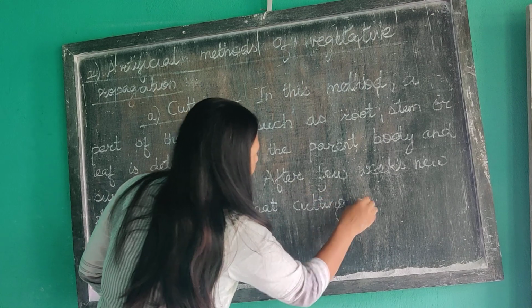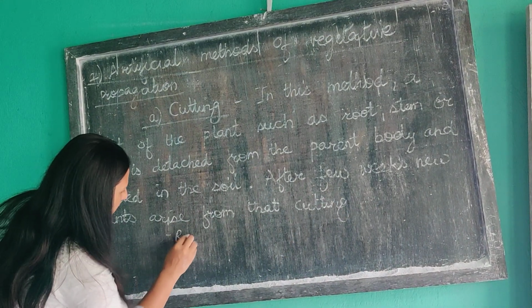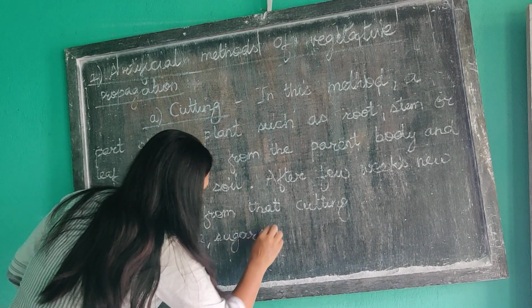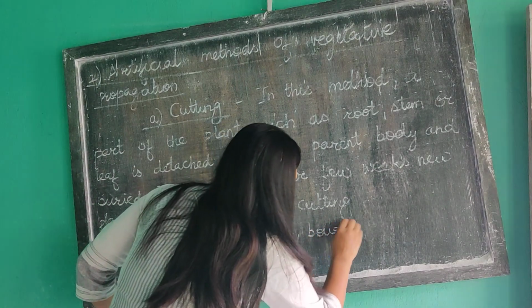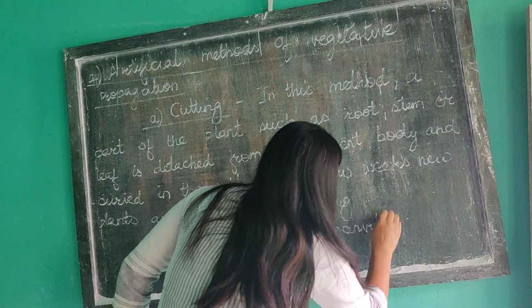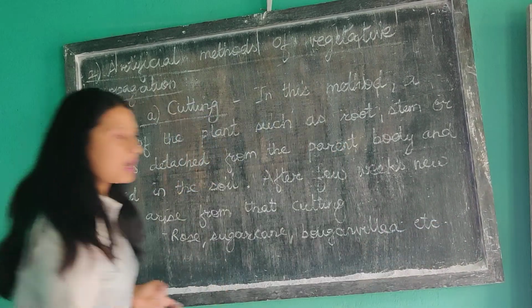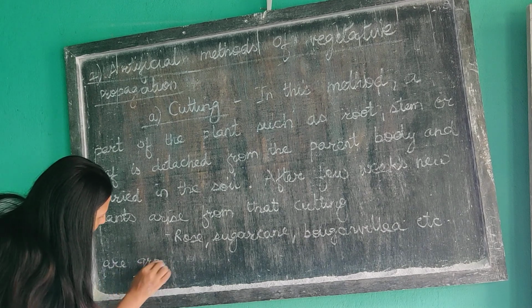Plants like rose, sugarcane, bougainvillea, etc. are grown through stem cutting. यिनीहरुको चाहिँ stem काट्छ.